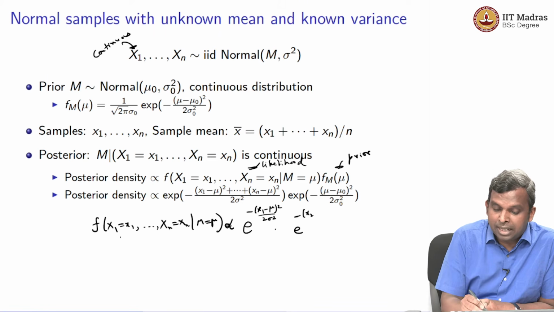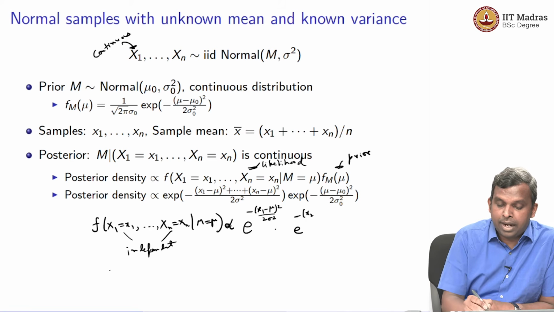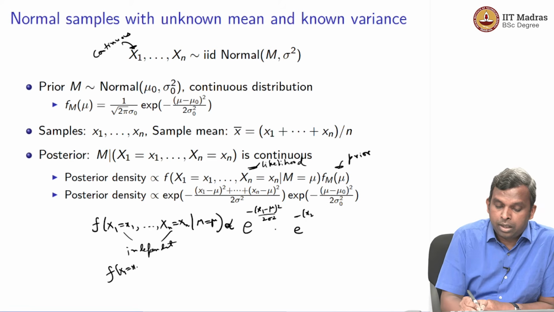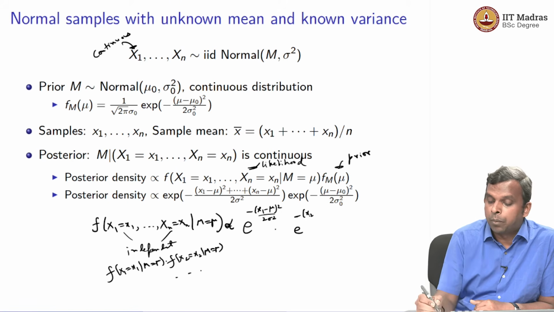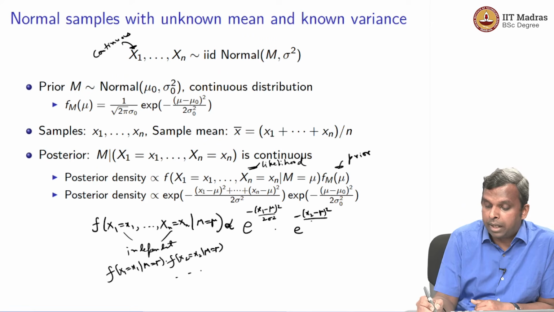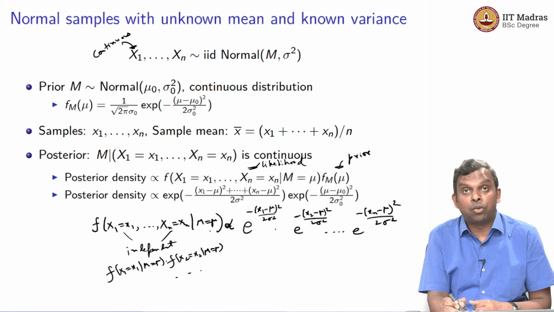Remember, all these guys are independent, right? So you can just write it as f of X1 equals x1 given M equals mu times f of X2 equals x2 given M equals mu, and so on. Product. So that's what I'm expanding here, times e power minus (x2 minus mu) squared by 2 sigma squared, and so on till e power minus (xn minus mu) whole squared by 2 sigma squared. Okay, so this is what the likelihood will work out to.